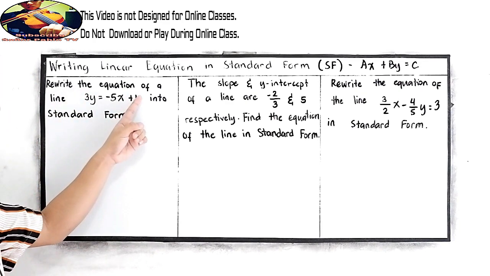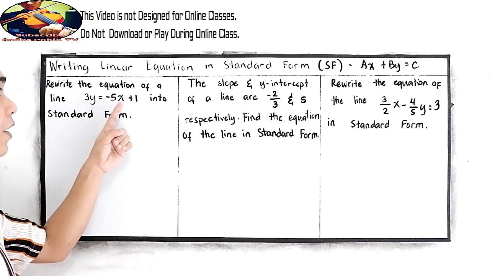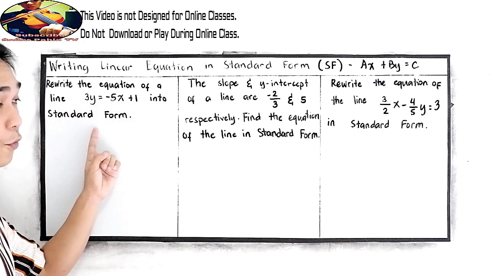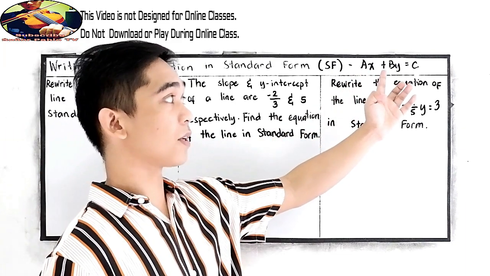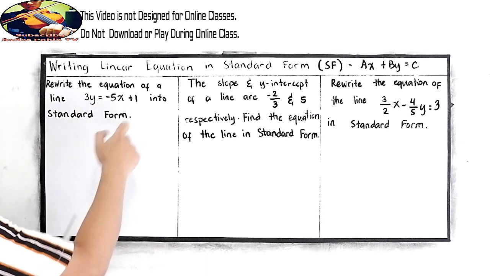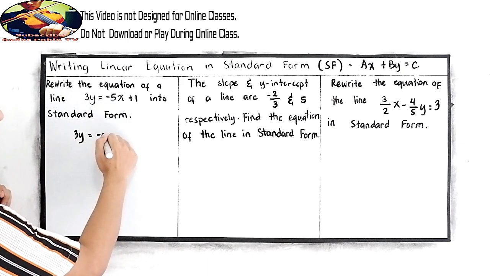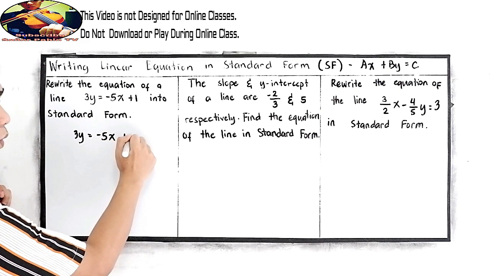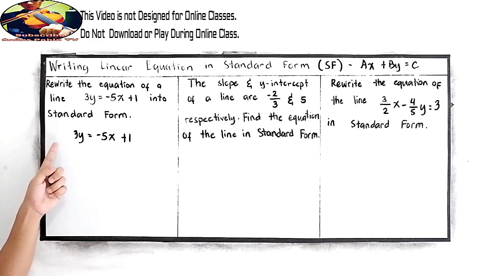Rewrite the equation of a line 3y is equal to negative 5x plus 1 into standard form. So we're going to write into ax plus by is equal to c. So copy the given: 3y is equal to negative 5x plus 1. So our x must be on the left side.